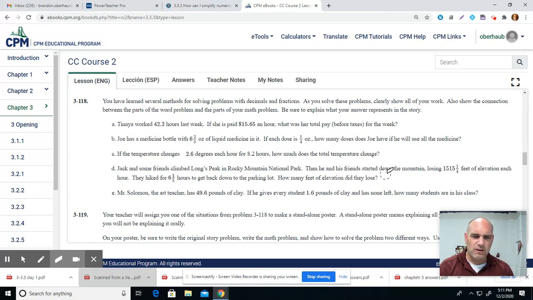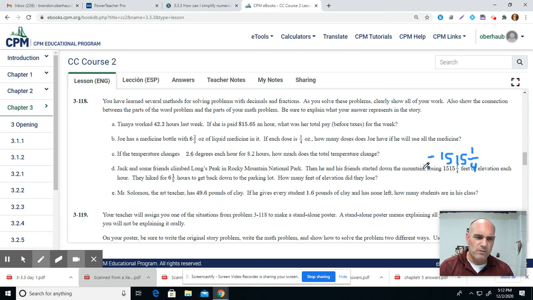All right. D, Jack and some friends climbed Long's Peak in Rocky Mountain National Park. Then he and his friends started down the mountain, losing 1,515 1/4 feet of elevation each hour. So every hour they're going down this much. So they're going down, so that's going to be a negative. So in 1 hour they go down 1,515 1/4 feet in 1 hour. They hiked for 6 1/5 hours, get back down the parking lot. How many feet of elevation did they lose?